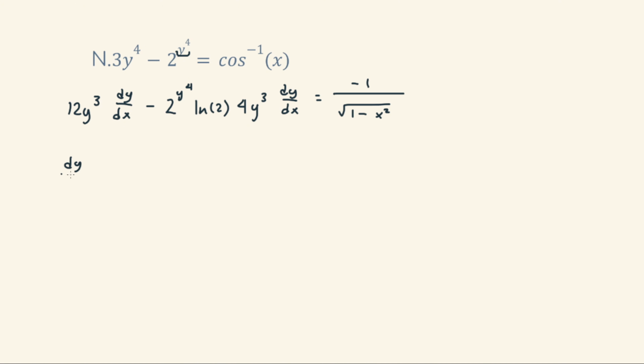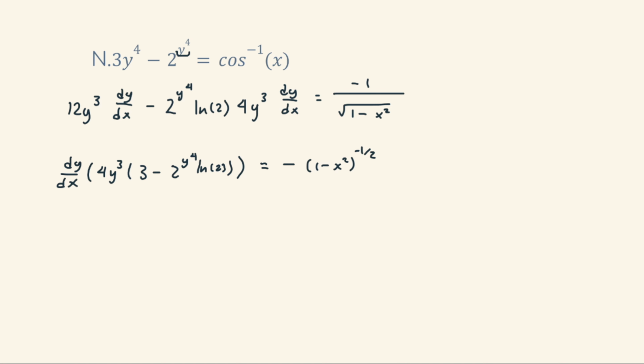We've got dy over dx, and then here we've got 4y cubed, just to simplify this a little bit. And we've got 3 minus 2y to the 4 ln 2. And that's going to be equal to minus, I'll write this as 1 minus x squared to the minus 1/2, so we can get rid of the fractions. And now we're just going to divide both sides by this term here.